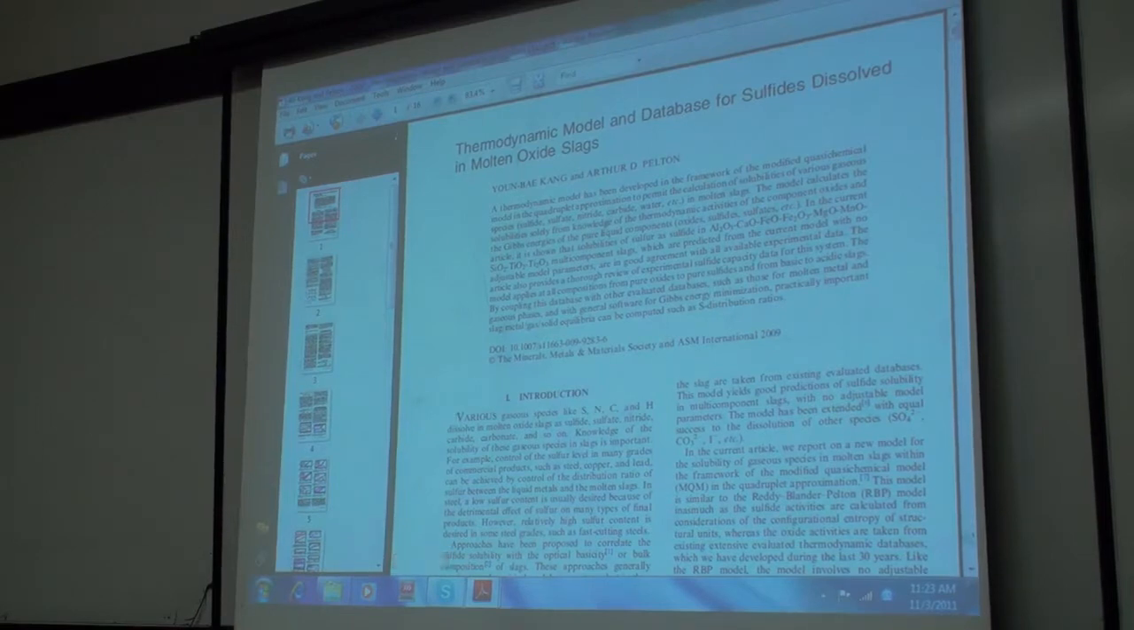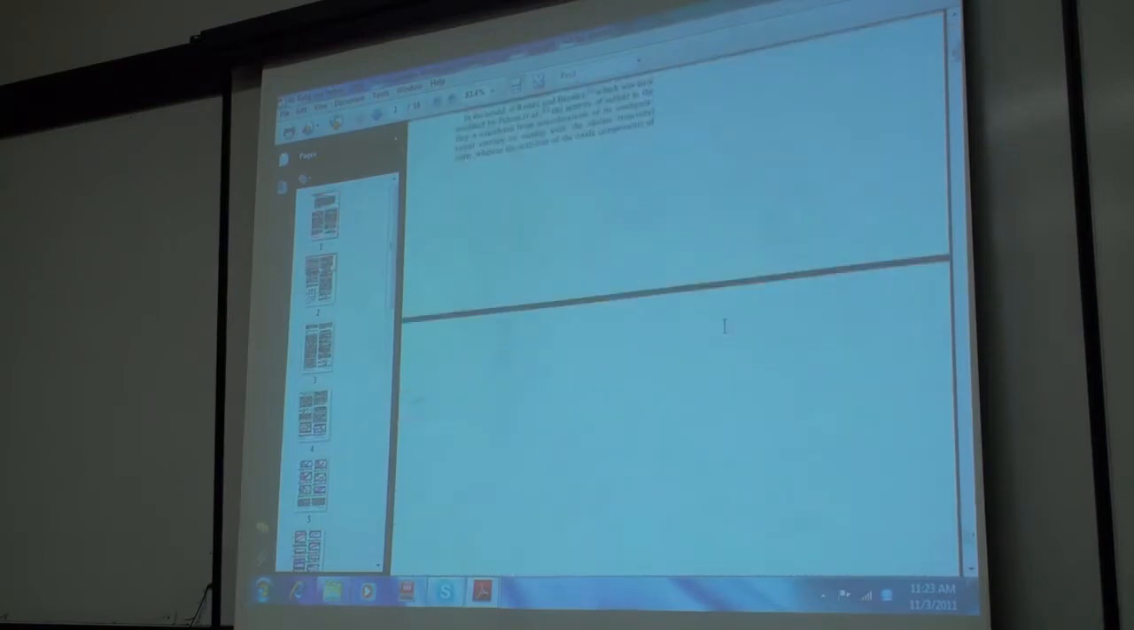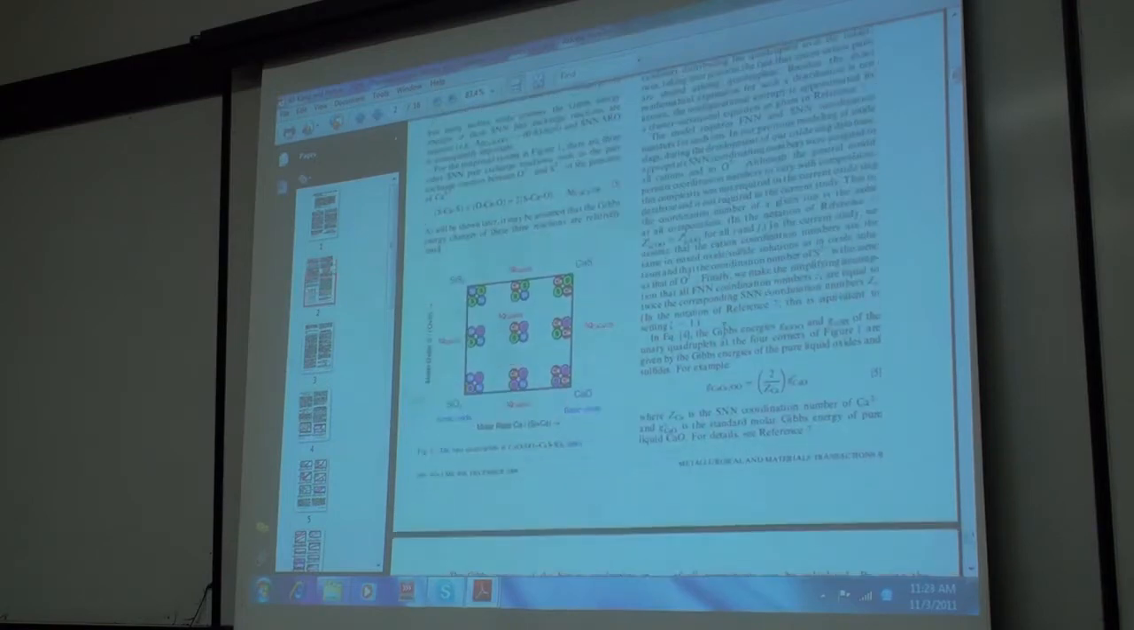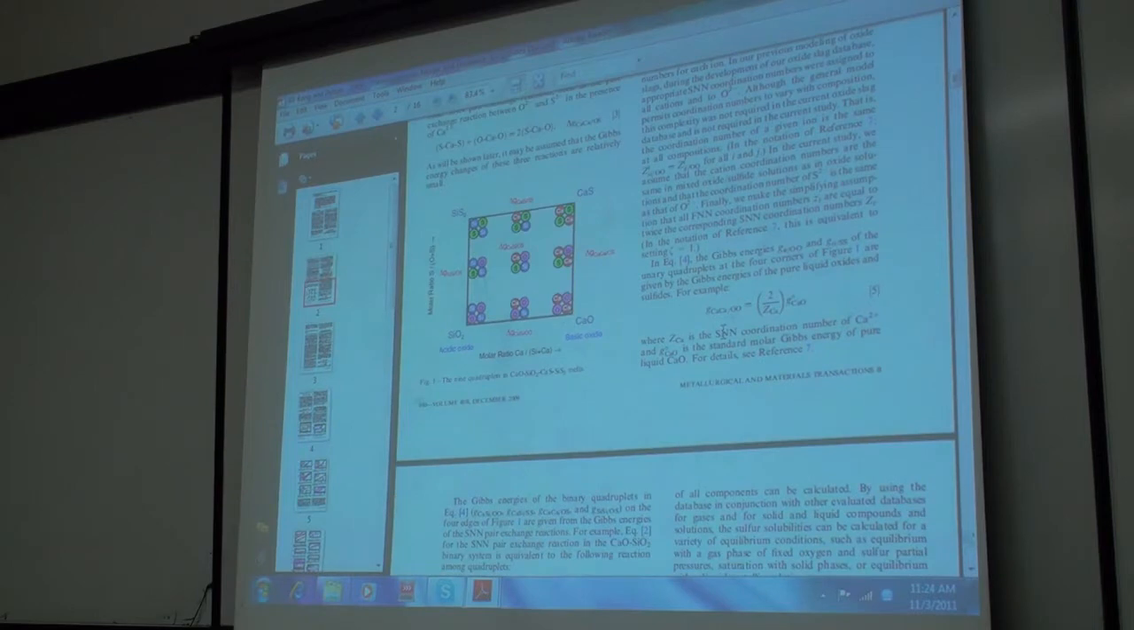This was Yunbei Kang's postdoc work here. And so we looked at all the data for sulfur dissolved in slags as sulfide, that is S2- ions. So this is under relatively reducing conditions. If you have your slag and your sulfur and you're under oxidizing conditions, then it dissolves as sulfate. If you put it under reducing conditions, it dissolves as sulfide. Okay, so dissolving it as sulfide.